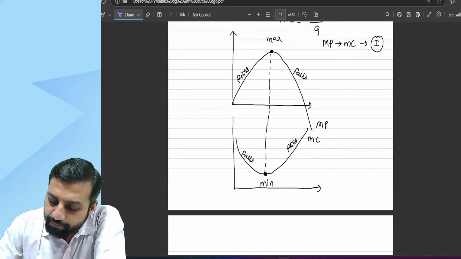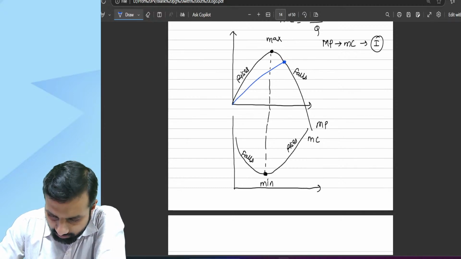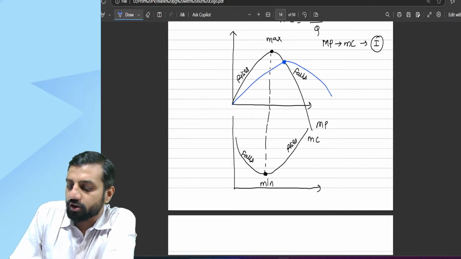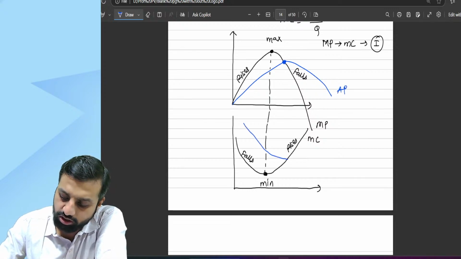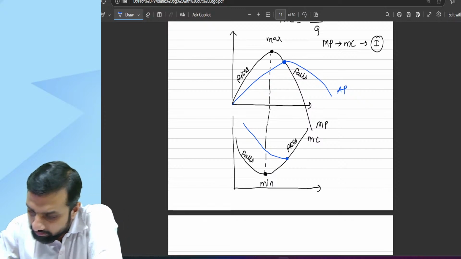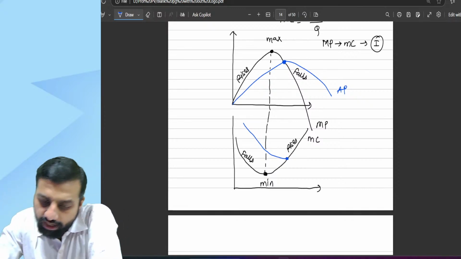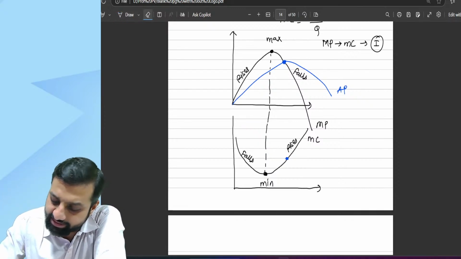Then we have the AP curve. Average product first rises, then falls. Average cost first falls, and then it rises.